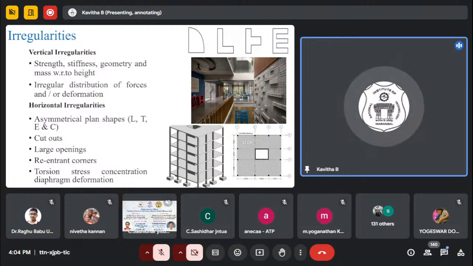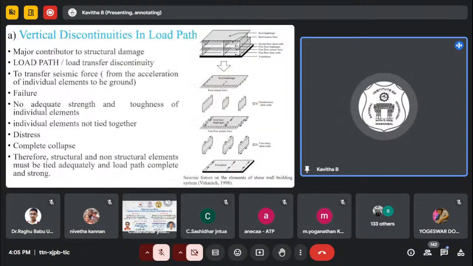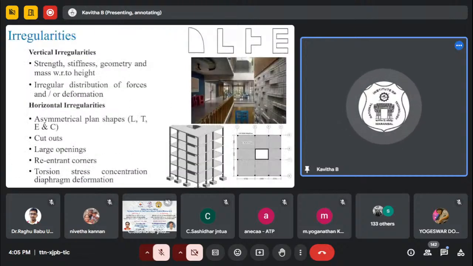Then another term is re-entrant corner. For example, you have two wings, like an L-shaped building. If you want to avoid bad performance, then you have to divide that into two wings and provide a small gap in between. Otherwise it may put your building into a re-entrant corner effect. There is a possibility that stress will develop at that particular point. This figure is an example of a re-entrant corner.